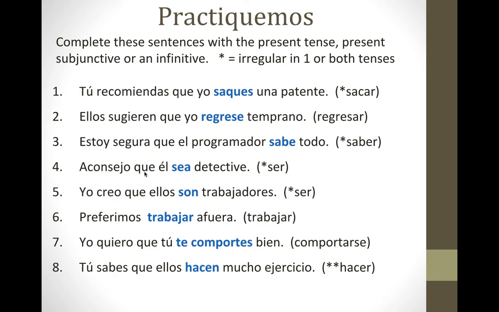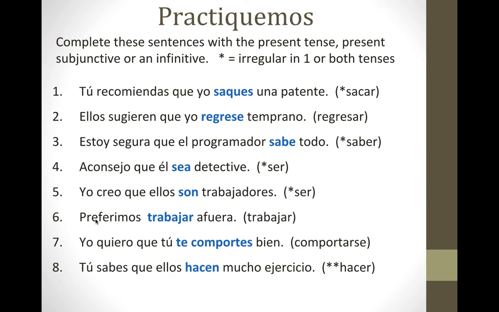Number 4, I advise that he become a detective. You do need subjunctive here. Aconsejo que él sea detective. Number 5, I believe that they are hardworking. I believe. That is a verb of certainty. You do not want to use subjunctive here. You need present tense, son.